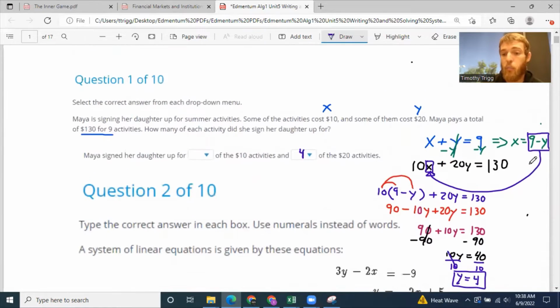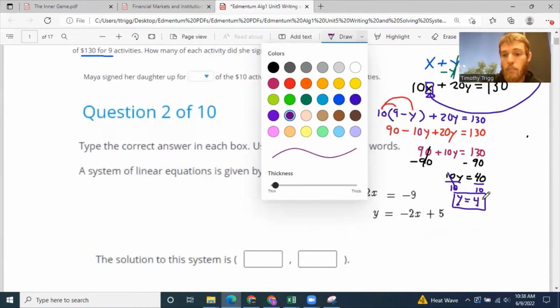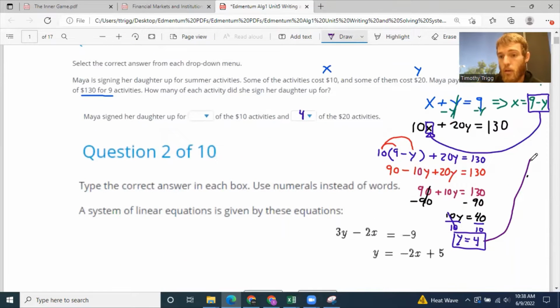Now that we know the value of y, I can take that value and replace it into the y right here. So x equals 9 minus y becomes x equals 9 minus 4 because y is 4. So let's rewrite that. That's x equals 9 minus 4, telling us that x is 5. And there you go.